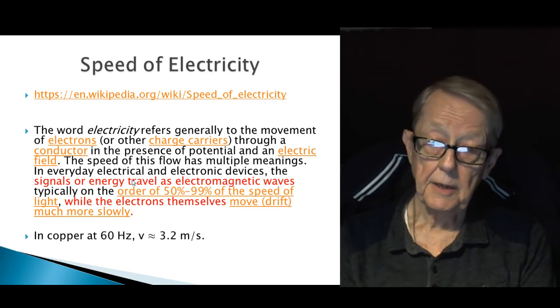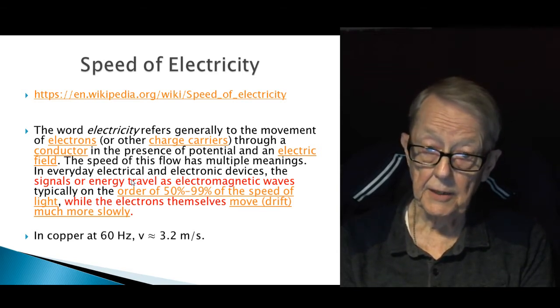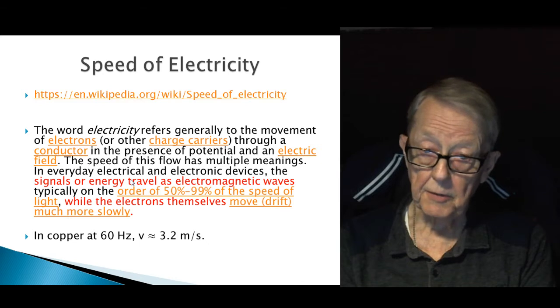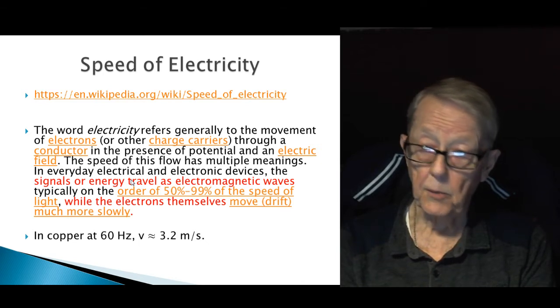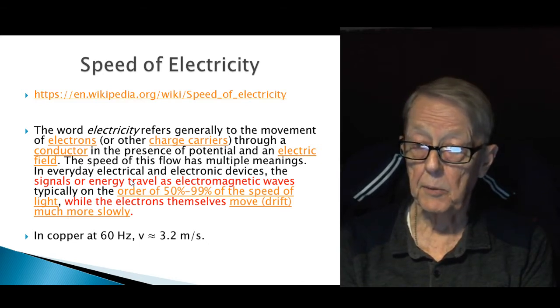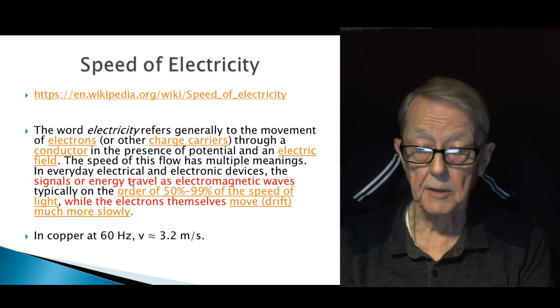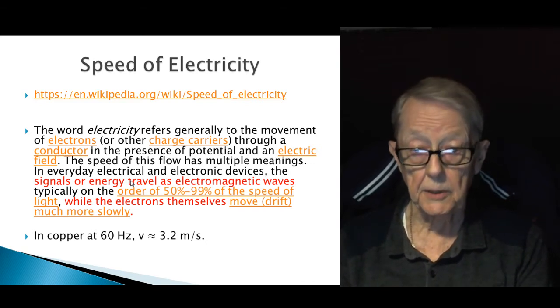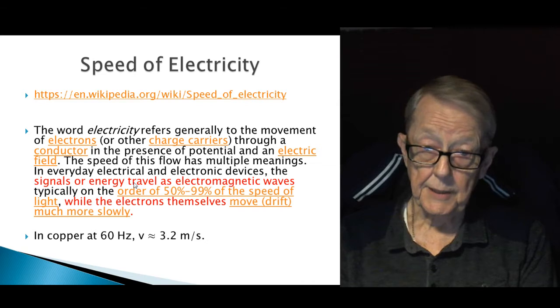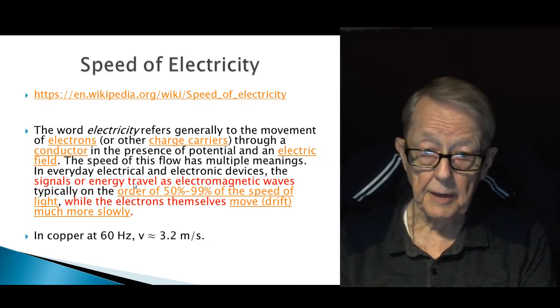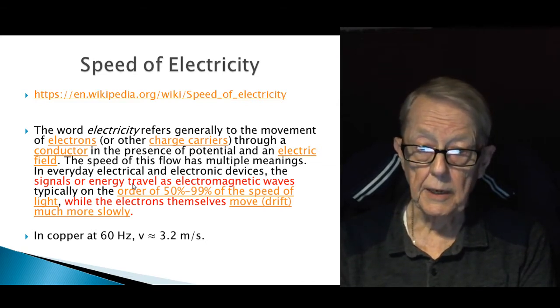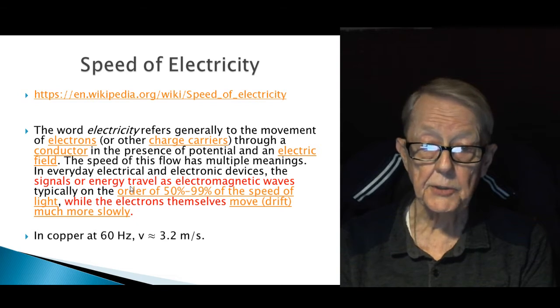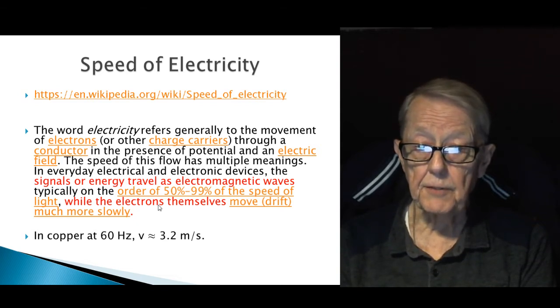Now, I studied EE in college and the physics part of this, and I don't remember them telling me this, maybe they said it. Of course, that was many years ago. That's what they say is there. It's totally missing in my history. But it travels at 50 to 99% of the speed of light.